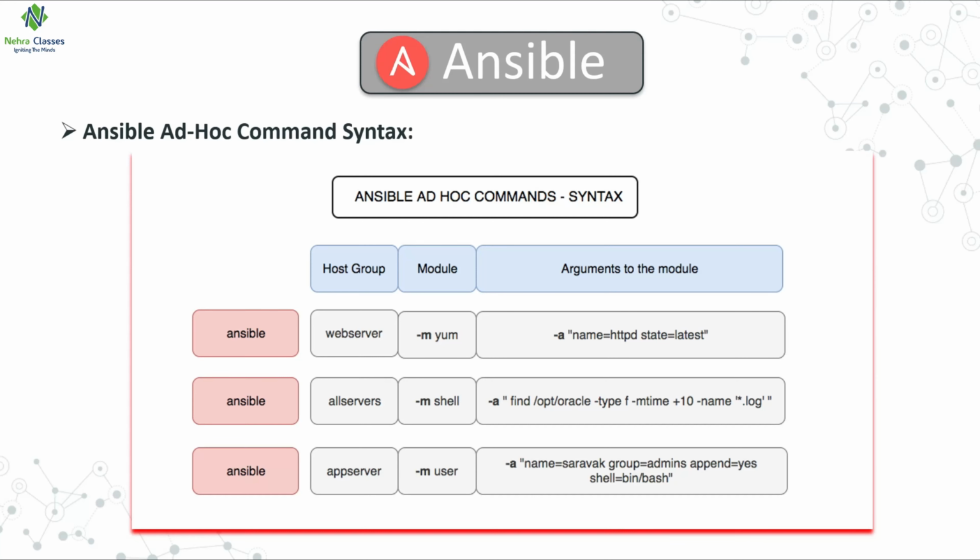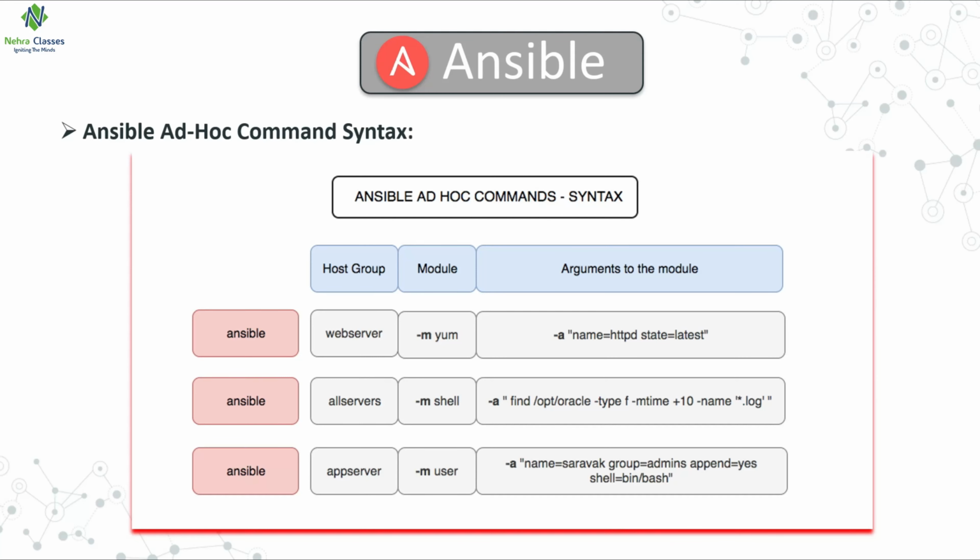You will have to write ansible on the terminal. After that, you will mention the host group name. It may be web servers, all servers, or FTP servers. After that, you will mention the module name with option -m. Suppose you want to install a package on Fedora-based machines, you can write -m and then mention yum or dnf. If you want to make changes to the users, you can mention -m user there. So the module specifies the command that you are going to execute.